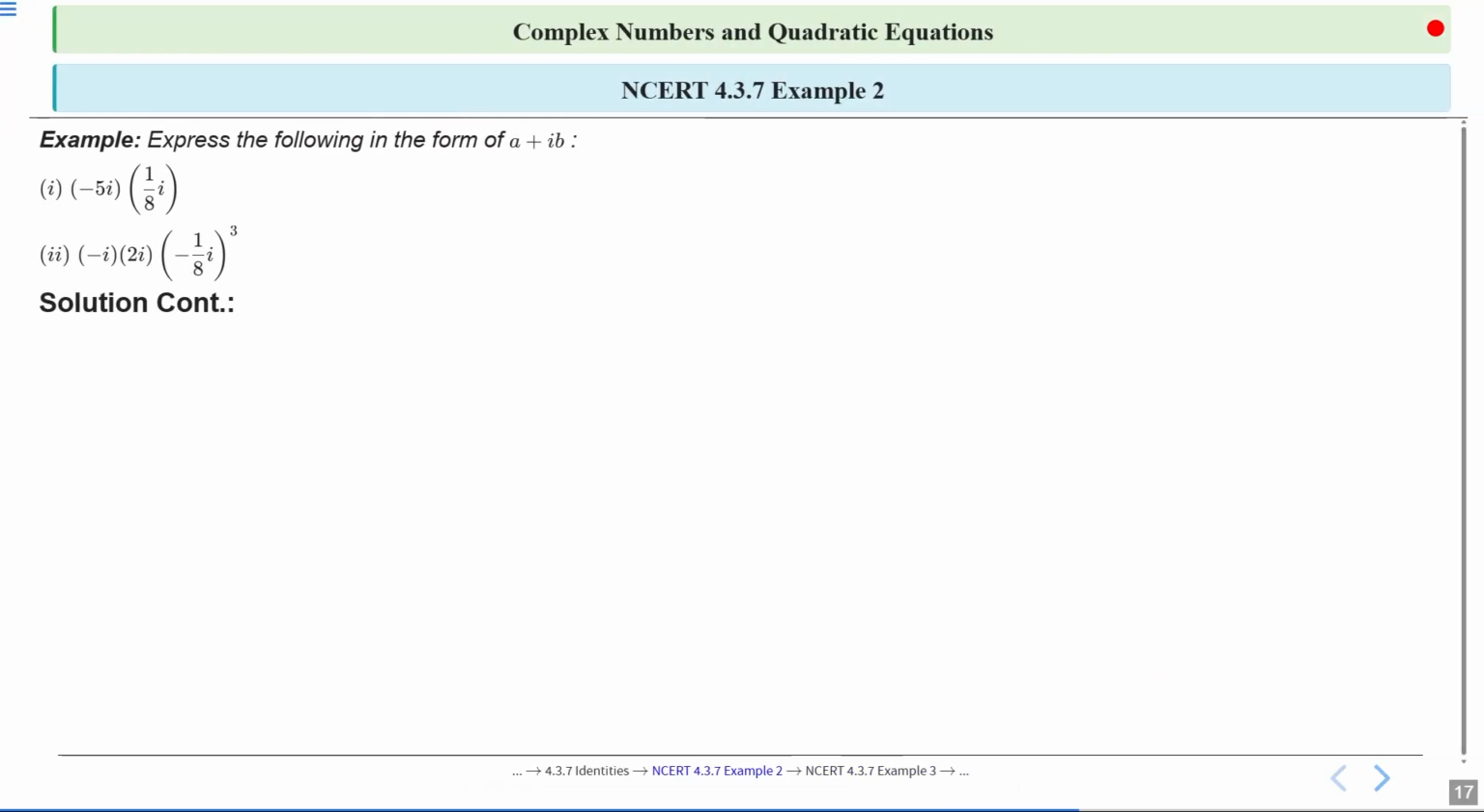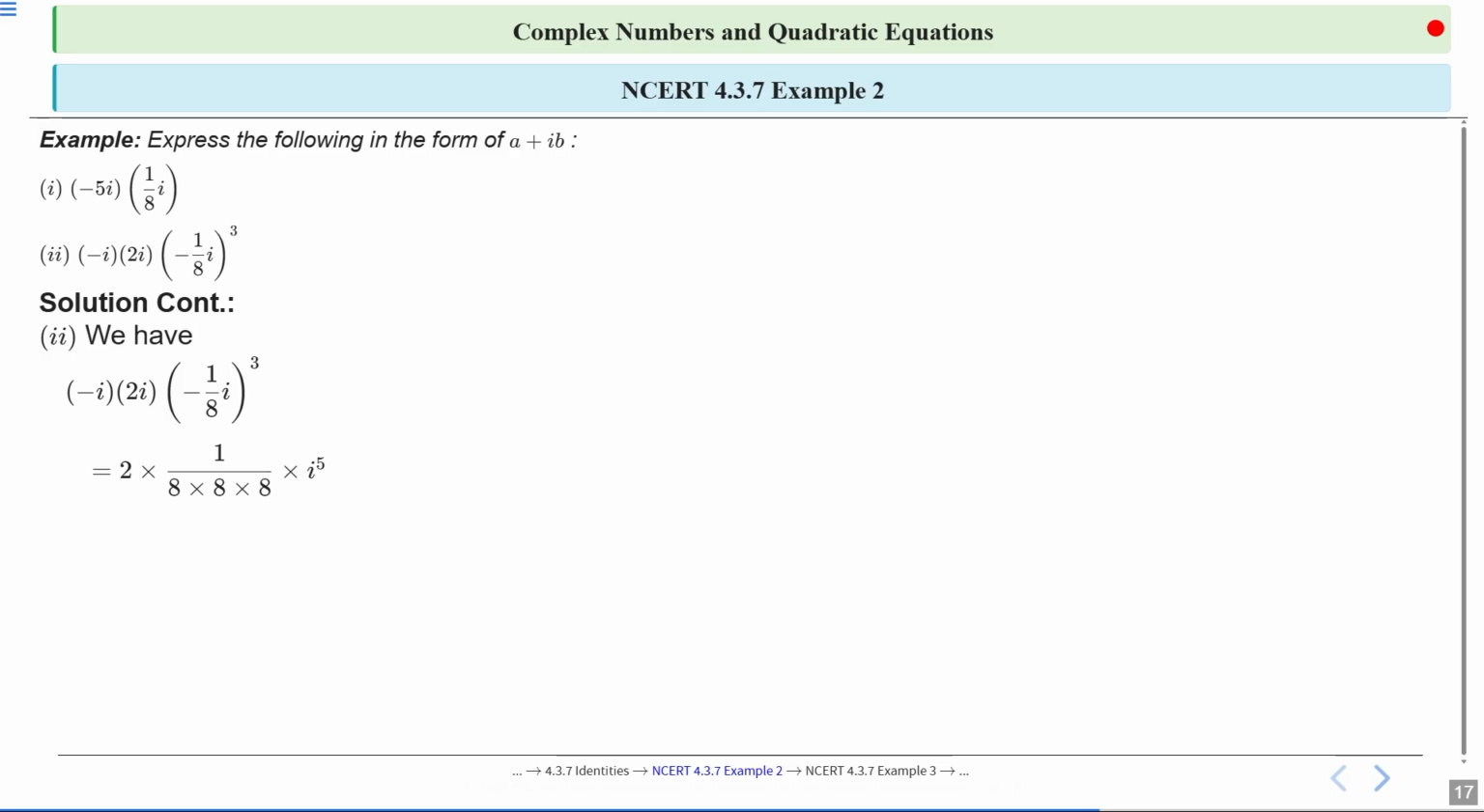Now, let's look at the second part of this example. In the second part, we have the expression minus iota times 2 iota times minus 1 divided by 8 times iota whole cube. So let's expand minus 1 by 8 times iota whole cube and simplify it.